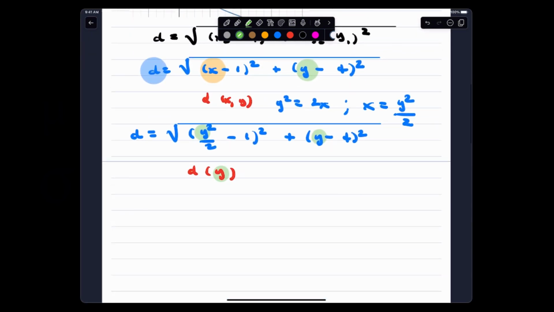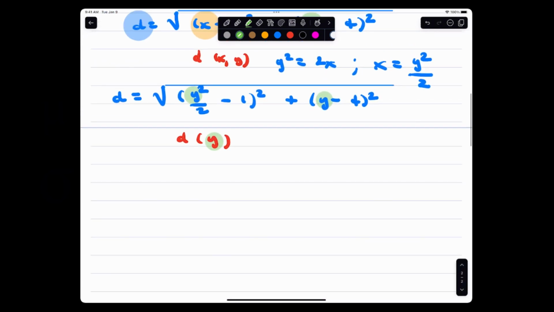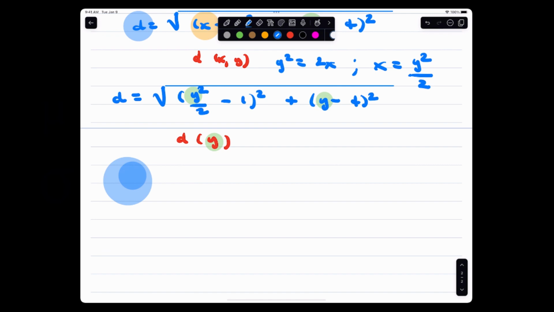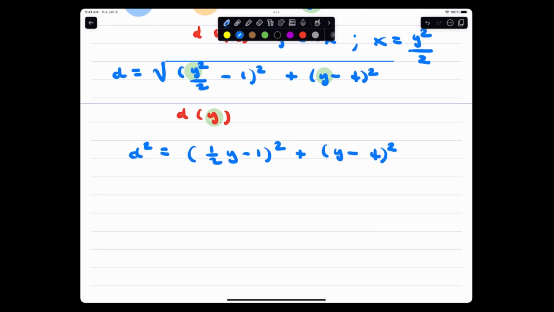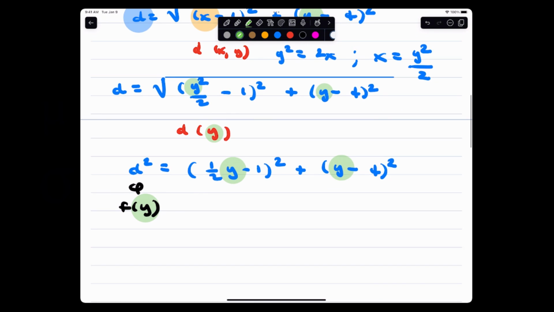So I'm also going to do this. If I square both sides, this is a classic demonstration, you get 1/2 y squared minus 1 squared plus y minus 4 squared, and that's now d squared. We're going to let this be, ladies and gentlemen, your function. D squared is really the function. This is a function of only one variable. So you want to write this in terms of one variable.